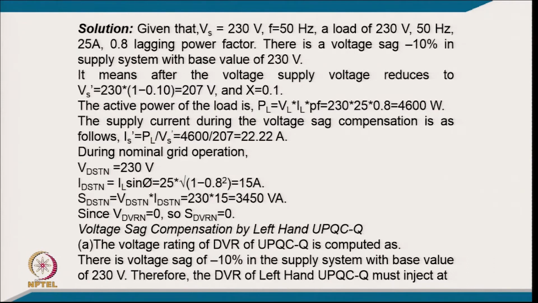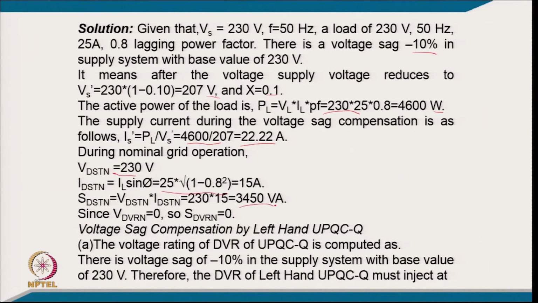So, given 230 volt, 50 hertz, a load of 0.8 lagging power factor, there is a voltage sag of minus 10% with 230 volt, it means the voltage reduces to 207, x becomes 0.1, and the load power is 4600, and the current becomes 22.22, and the voltage rating of D STATCOM is 230 and the current rating will correspond to reactive power of 15.